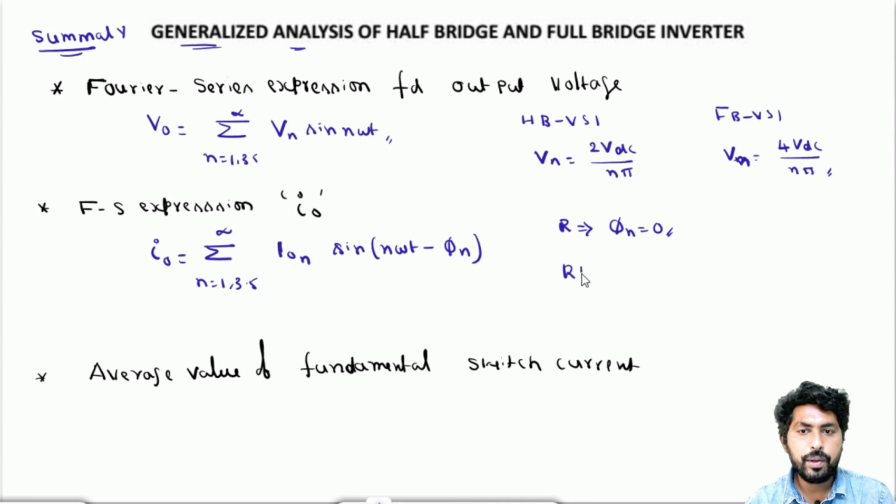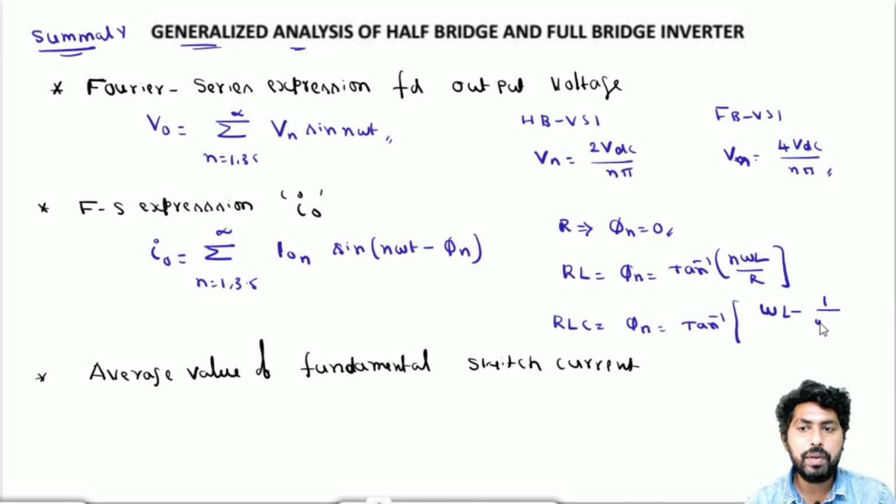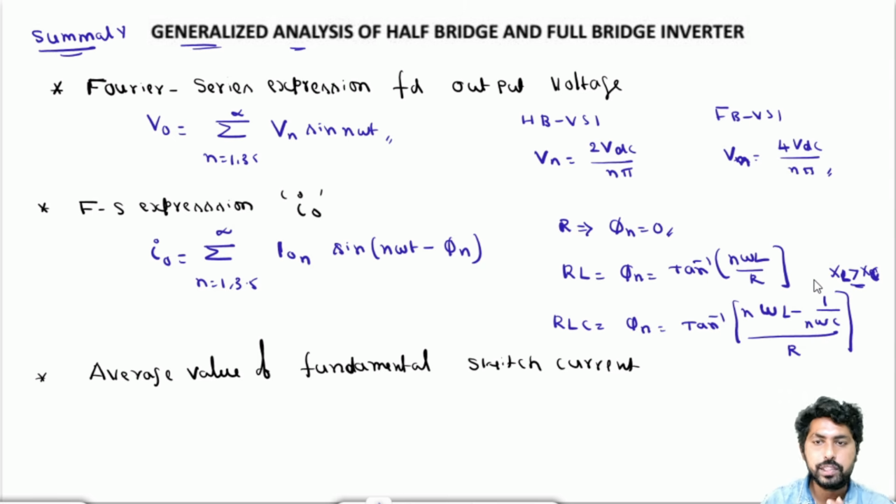For the RL load, phi n equal to tan inverse of n omega L divided by R. For the RLC load, phi n equal to tan inverse of n omega L minus 1 by n omega C divided by R. If XL is greater than XC, that is, the inductive reactance is greater than the capacitive reactance, this formula will be applicable. The other formula will be applicable for the other case.